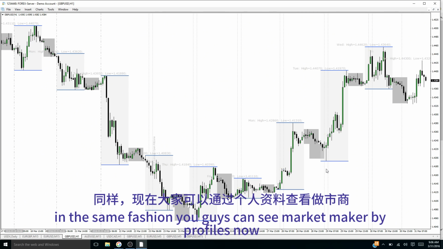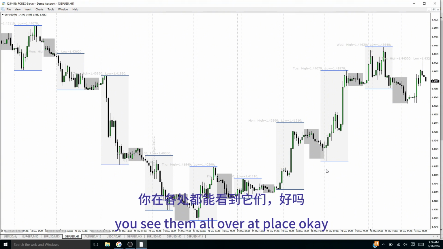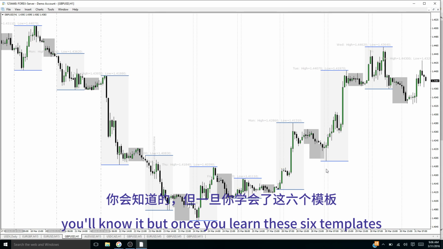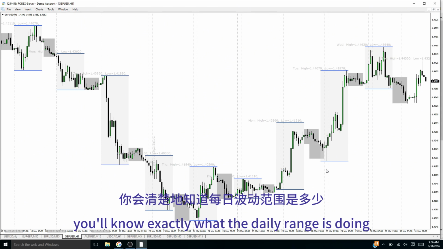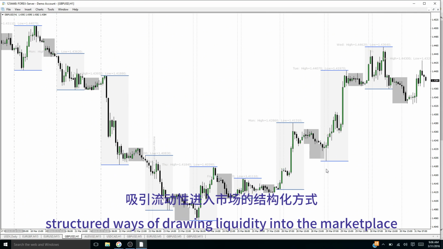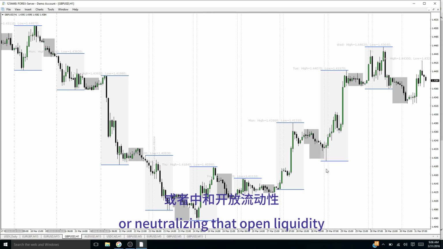You guys can see market maker buy profiles now. You see them all over the place, okay? Once you see them, you can't unsee it. You'll know it. Well, once you learn these 6 templates, you'll know exactly what the daily range is doing, because the algos operate in these same structured ways of drawing liquidity into the marketplace or neutralizing that open liquidity.